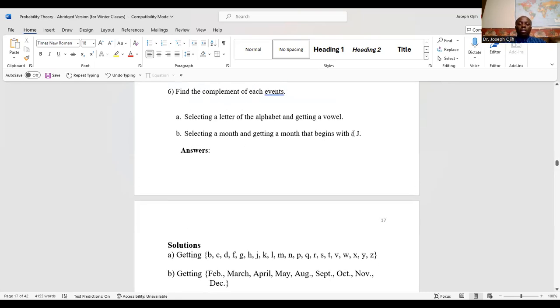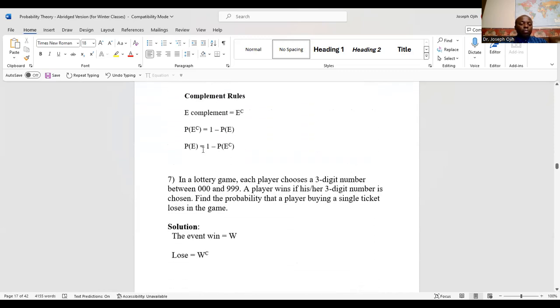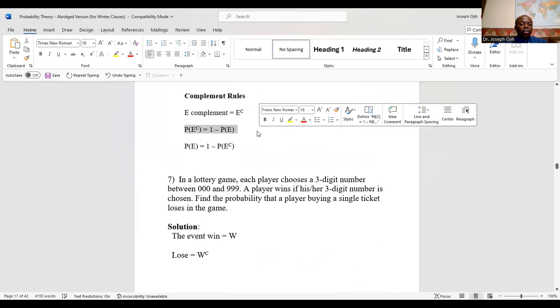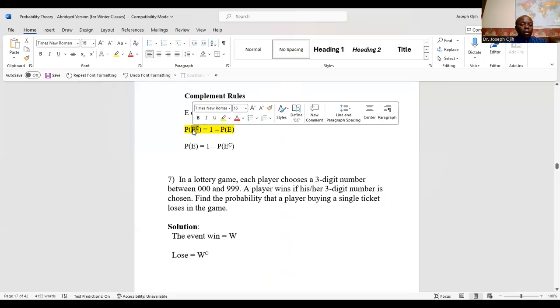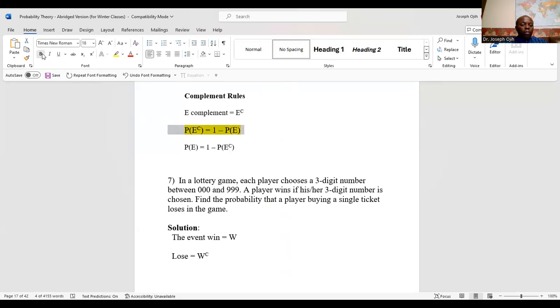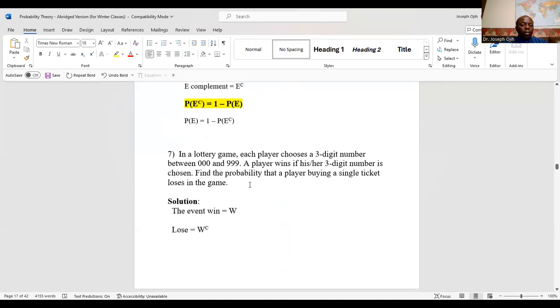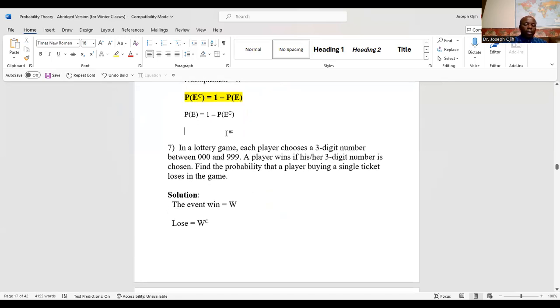Any question on this? Excellent. Now listen, this is the complement rule. It says the probability of E complement equals 1 minus the probability of E. We can use this to solve questions involving probability. Let's look at one example here. Remember, this is the rule right here: the probability of E complement equals 1 minus the probability of E. Let's try this one question.